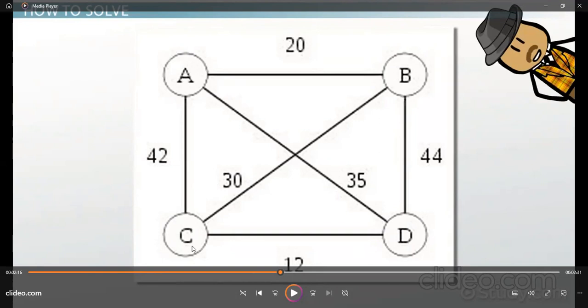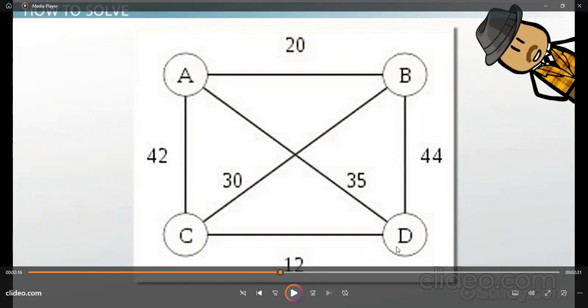Then from C, we have to take a decision. If you go with this route, 12 plus 30 is 42, then plus 20 is 62. This will be the total cost to cover this possibility: D to C, C to B, B to A. All the nodes will be connected with a total of 62.